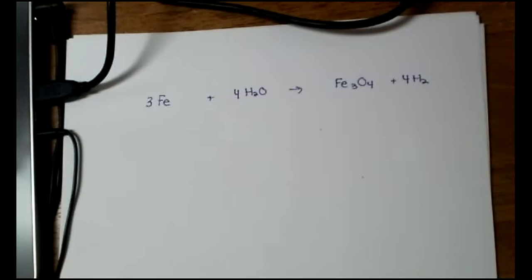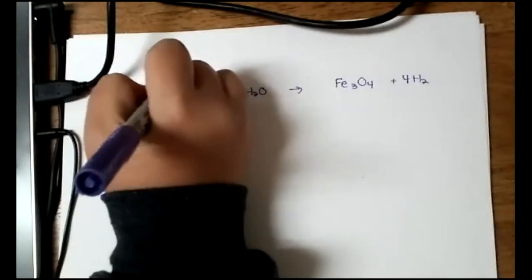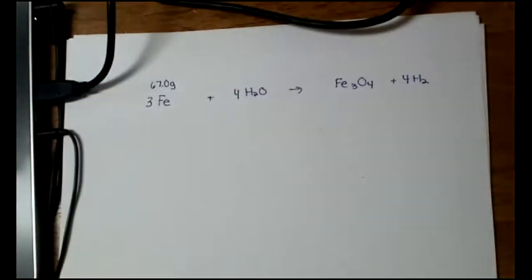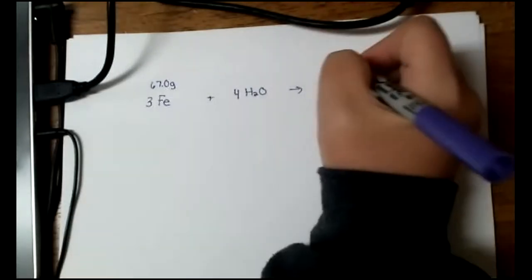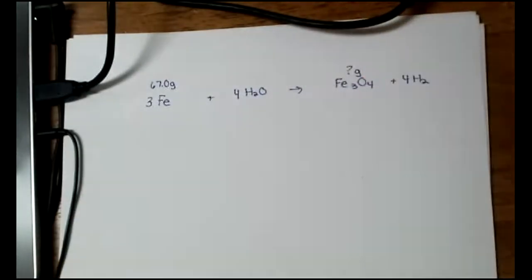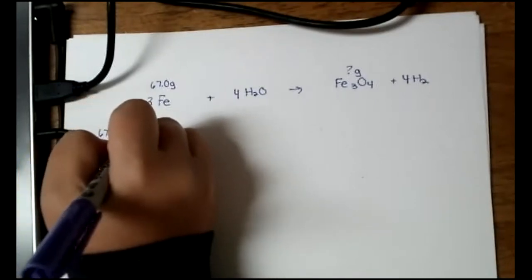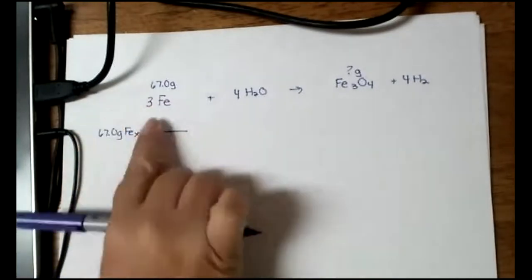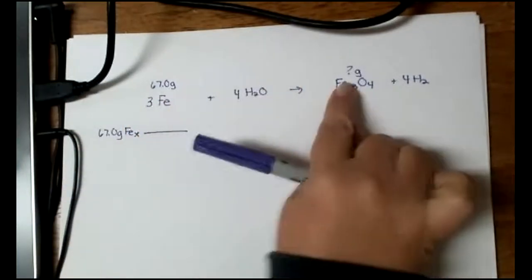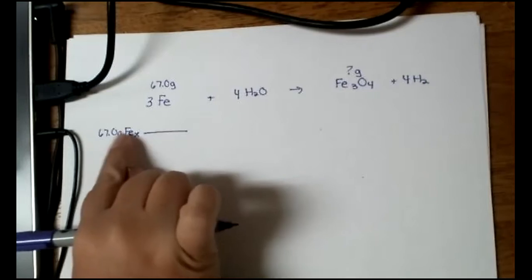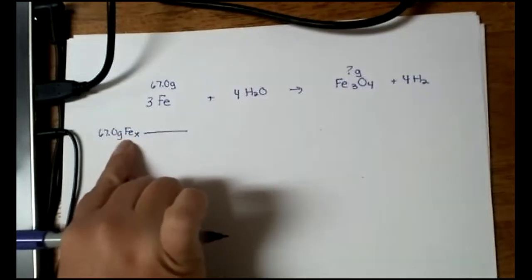Okay, so for this problem, they tell us that we have 67.0 grams of iron, and they want to know how many grams of this iron oxide we can produce. Okay, so let's start with our given. We're starting with grams of iron. And of course, to bridge the gap, I need this to be moles.